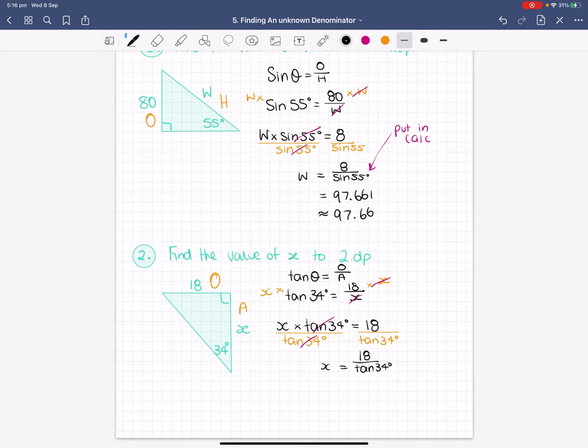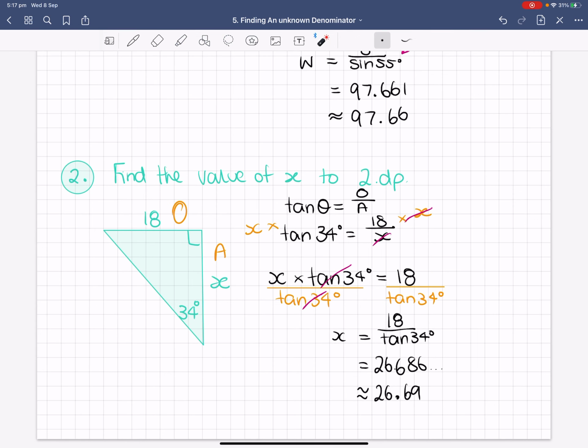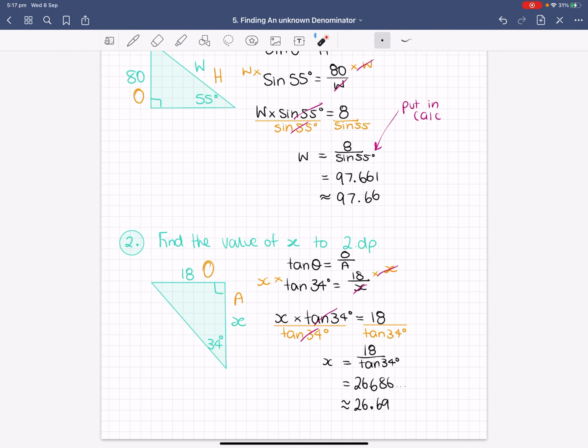Now with both of these, put that into your calculator and you'll get 26.686, etc., which again, I've done off the top of my head, 26.69, and that's it.